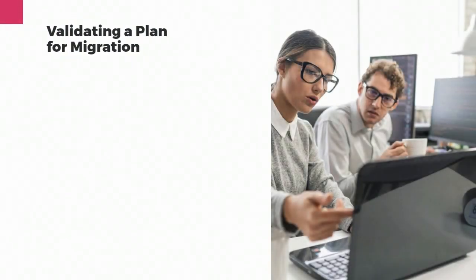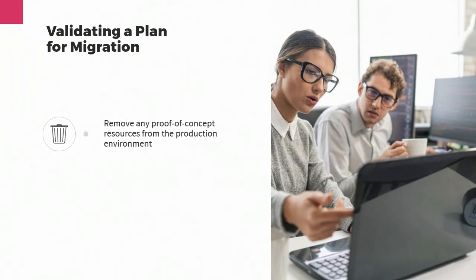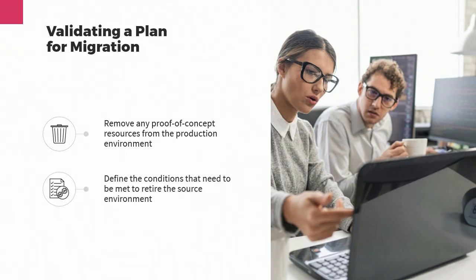We want to validate a plan for our migration, so removing any proof of concept resources from the production environment is crucial. Don't have any POC code at this stage. And then you want to make sure that you define the conditions that need to be met to retire the source environment. So all workloads, including their backups and high availability and disaster recovery mechanisms, are migrated to the target environment.